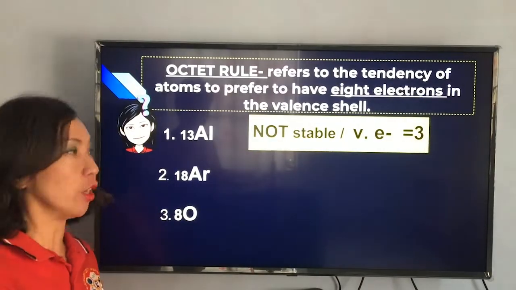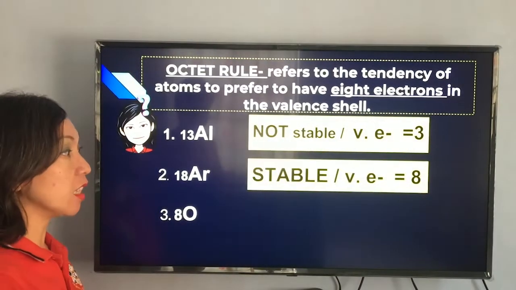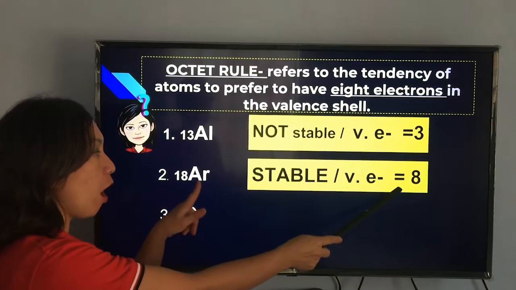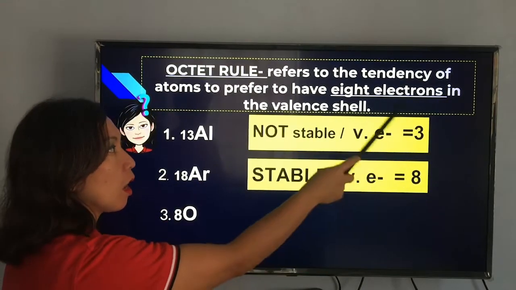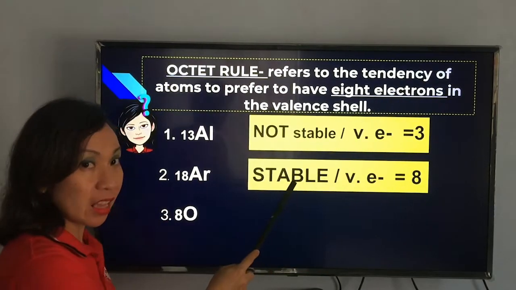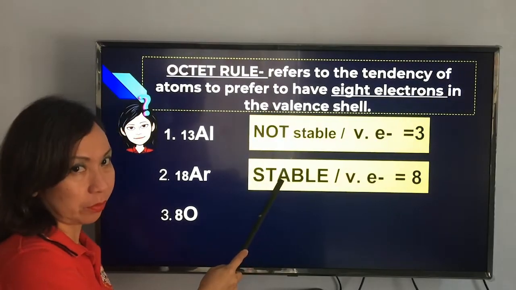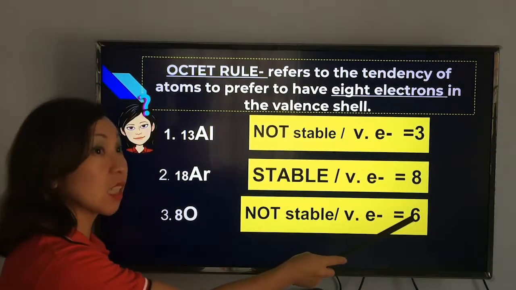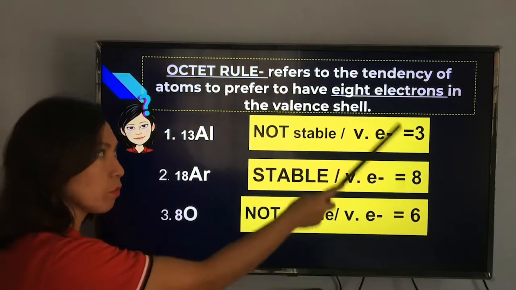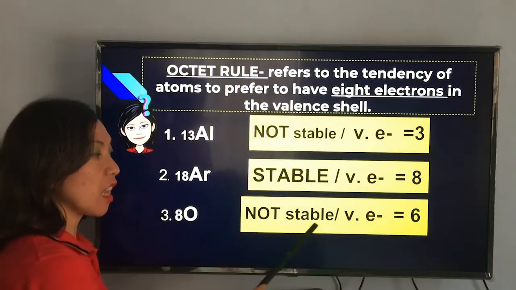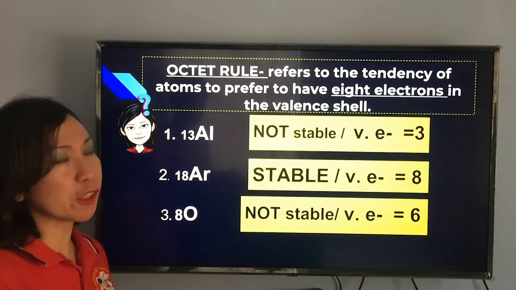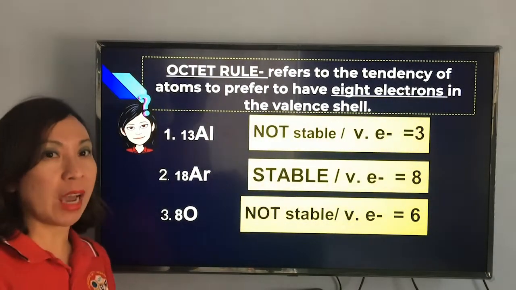How about argon? What is the valence electron? The valence electron of argon is 8. So it is a stable atom. Last one, we have oxygen. The valence electron is 6. Again, it is not stable. I hope the octet rule is very clear to you guys.